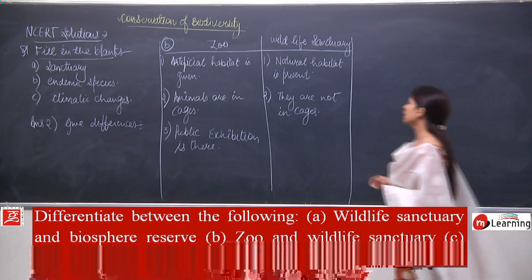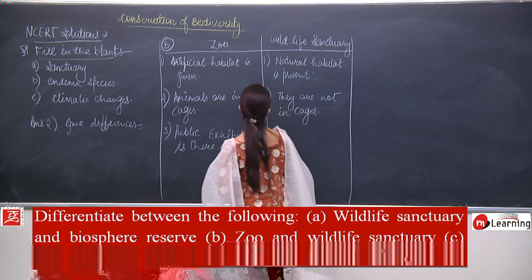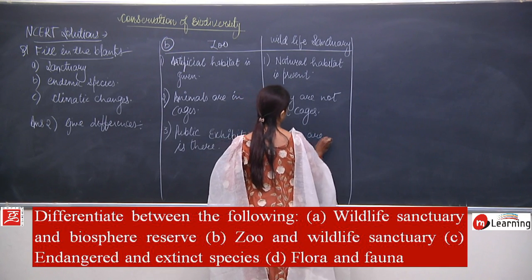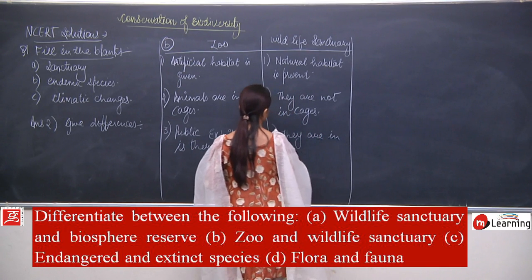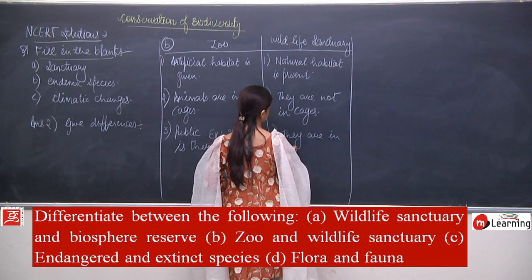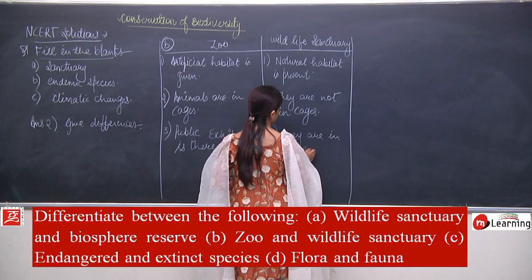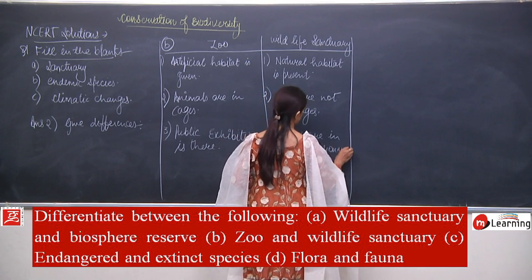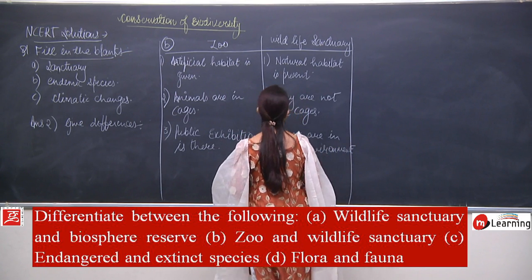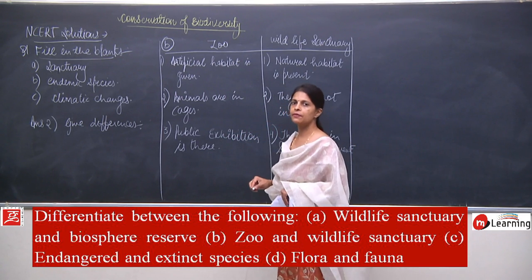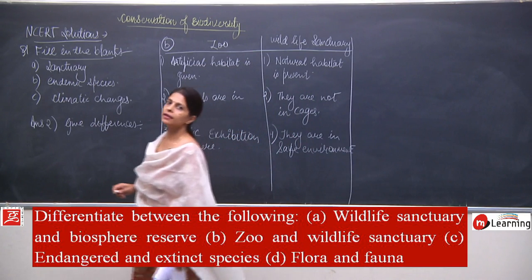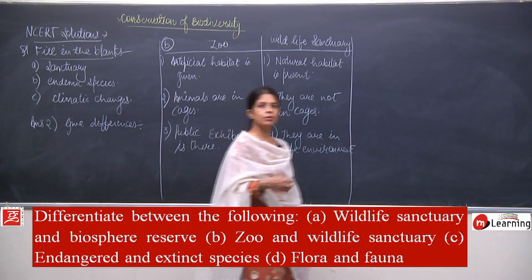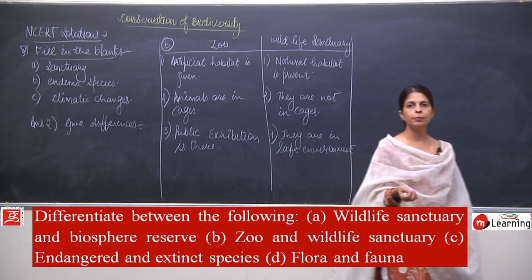So here that public exhibition is not there, and they are in a safe environment, a protected environment and their natural habitat. So these are the 3 points. You can always add your own points.